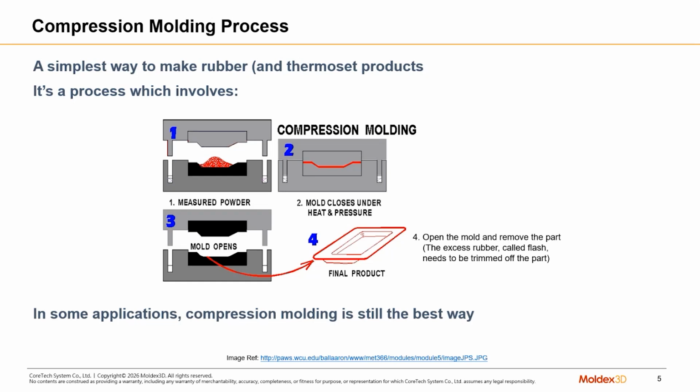Heat is applied to cure thermosets, while thermoplastics are cooled to solidify. Once complete, the mold opens and the part is ejected. Any excess material, so-called flash, must be trimmed off. It's very simple in concept, but the process variables significantly impact the part quality.